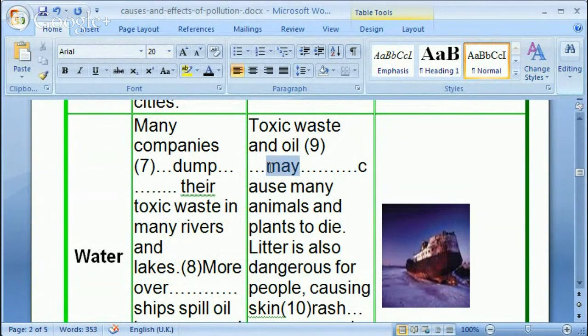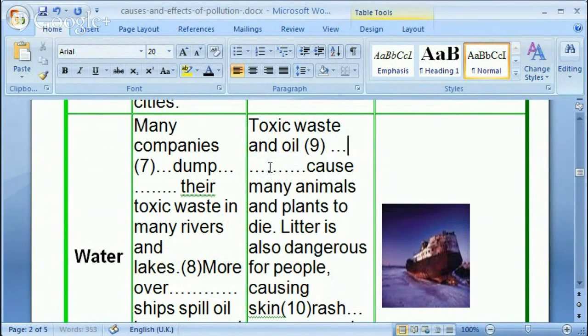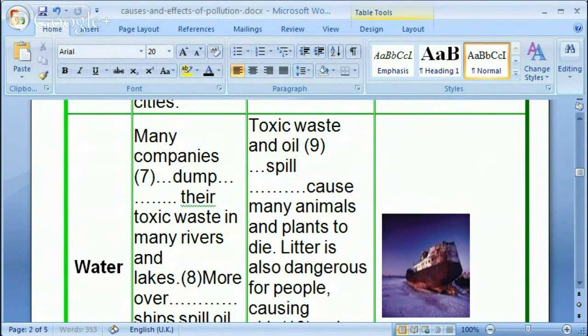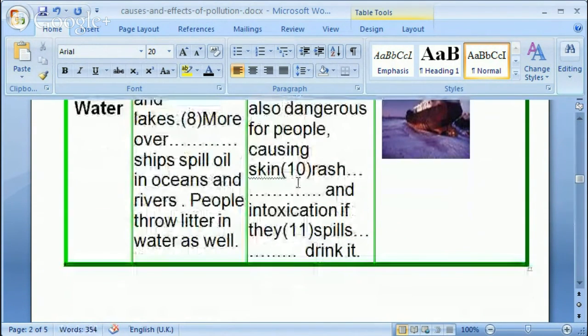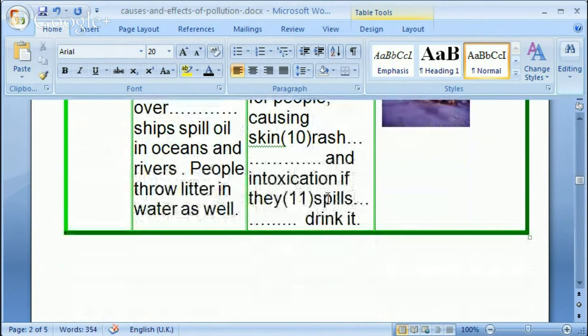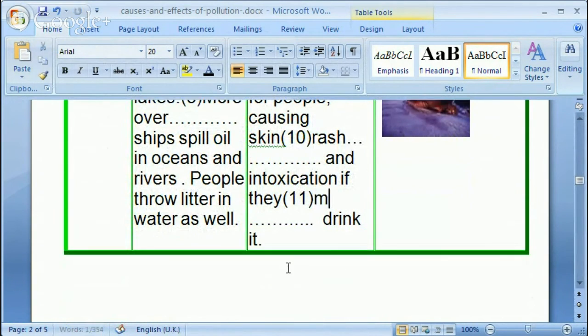What if we get rid of may? Toxic waste and oil spills, instead of looking at spills as a verb, look at it as a noun. Oil spills cause many animals and plants to die. All right, now that makes sense. So that means I have may. If they may drink it, okay, I don't really like this.